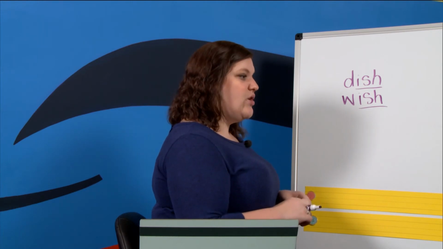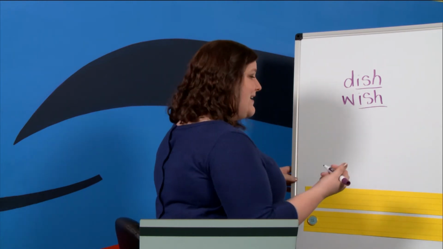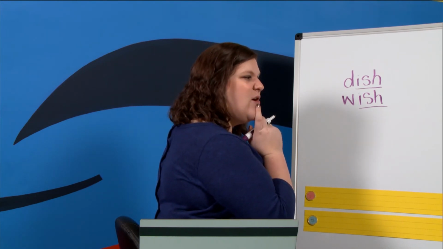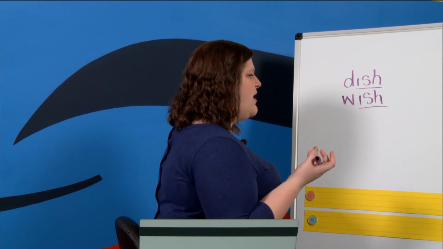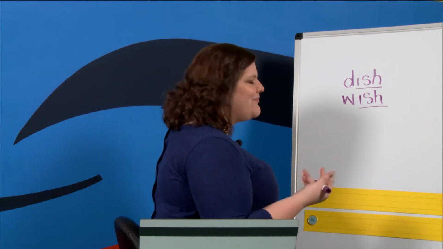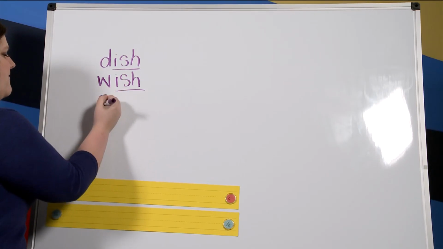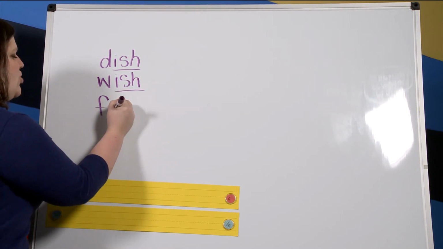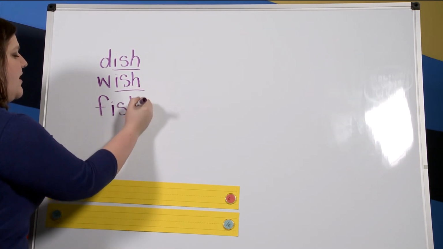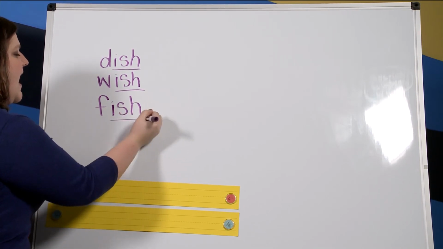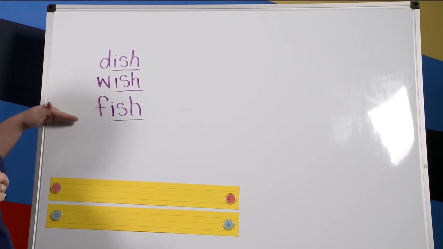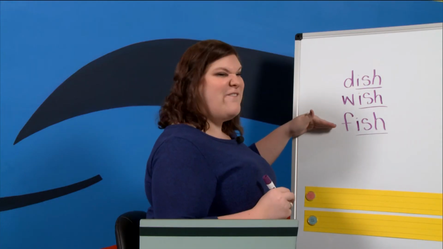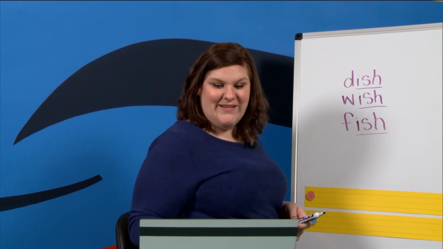Dish, wish, fish. Right. So I'm going to change this first sound. What letter makes the sound f? Right, F. Let's see. Ish. I know that to be a rhyming word, it has to have the same ending sounds. So they all end in ish. Dish, wish, fish. Great job.